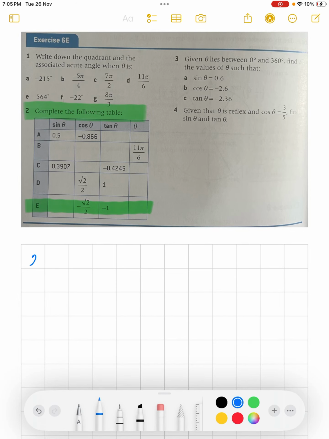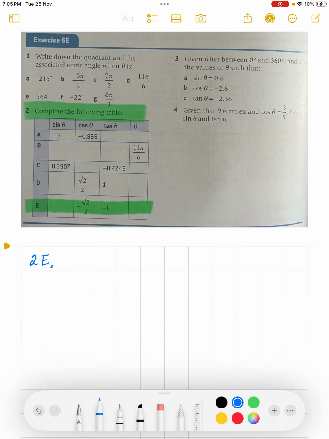I'm looking at question 2, part E, and this is to complete the following table. We've got sine of theta, it's blank. Cos of theta, we've got negative root 2 over 2. Tan of theta, we've got negative 1, and theta we don't know. Okay, very similar to the last question.